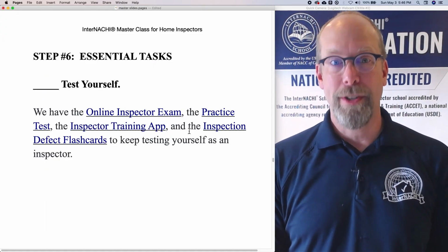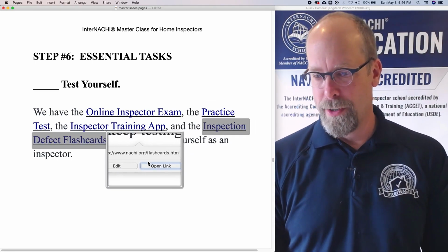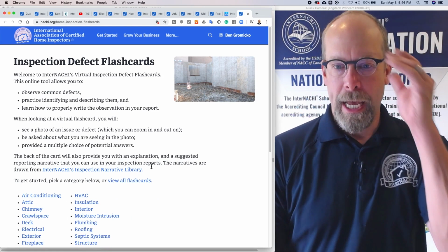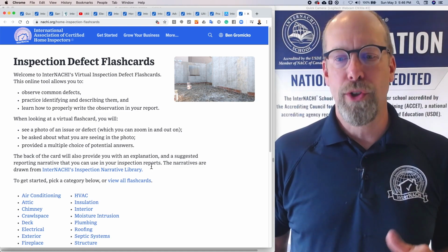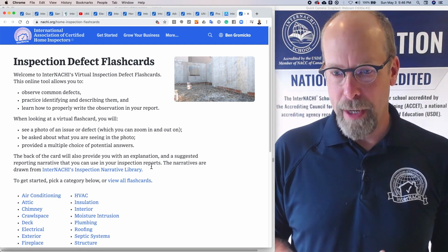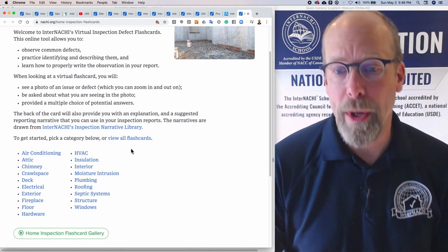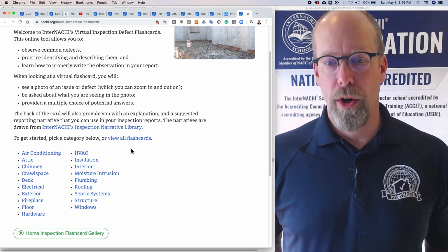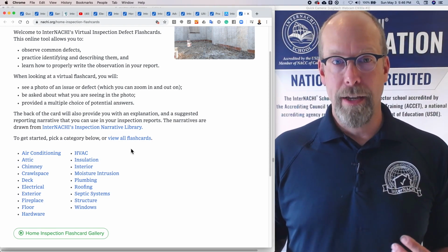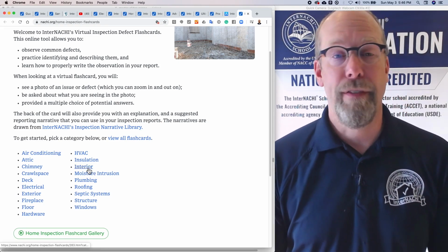Here are the other resources to test yourself. Inspection Defect Flashcards. Let's open that up. This is also kind of fun. And this online tool allows you to observe common defects, practice identifying and describing them, and learn how to properly write the observation in your report. So when you look at a virtual flashcard, you will see a photo of an issue or a defect, be asked what you're seeing, what's your call, and be given a multiple choice of potential answers.